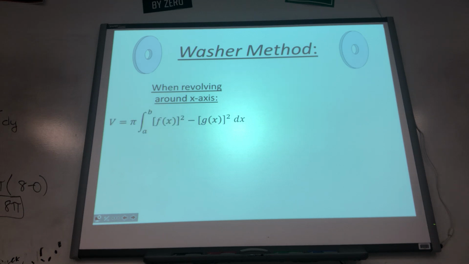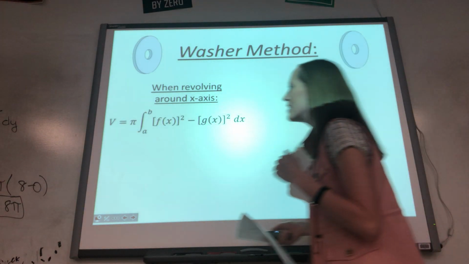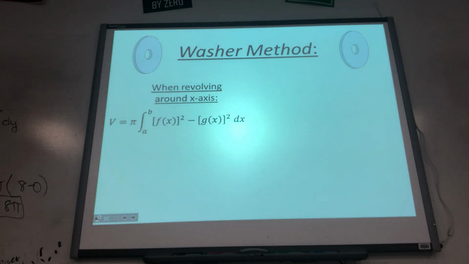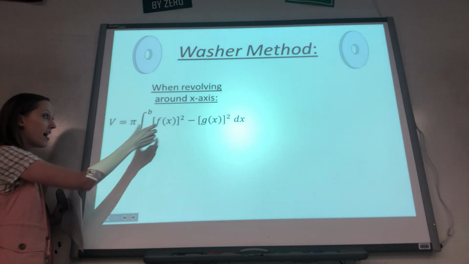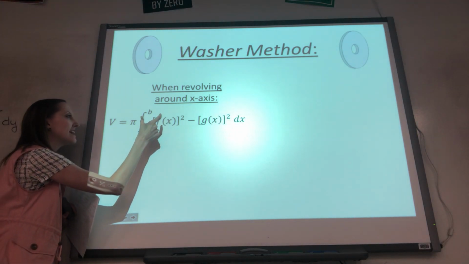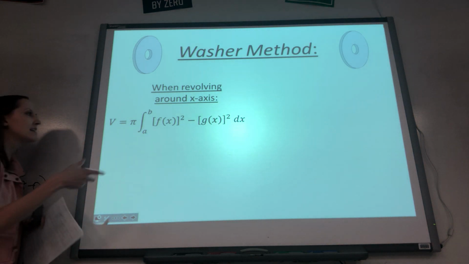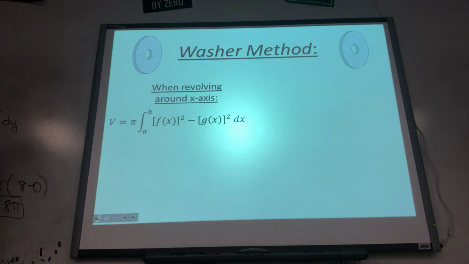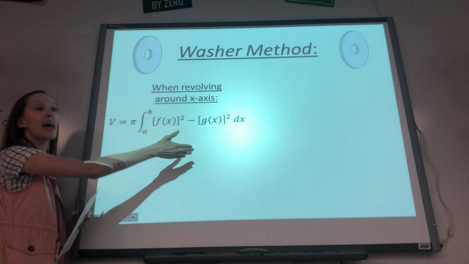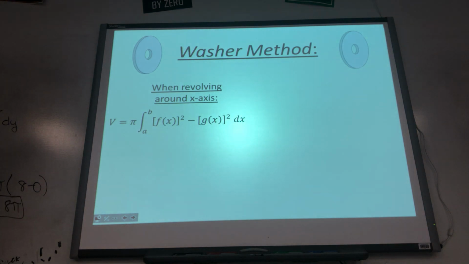So, setup is a little different here. It says volume equals pi, you still have pi out front, times the integral from a to b of, this has the entire f of x squared minus the entire g of x squared dx. You are still integrating with respect to x when you revolve around the x-axis.